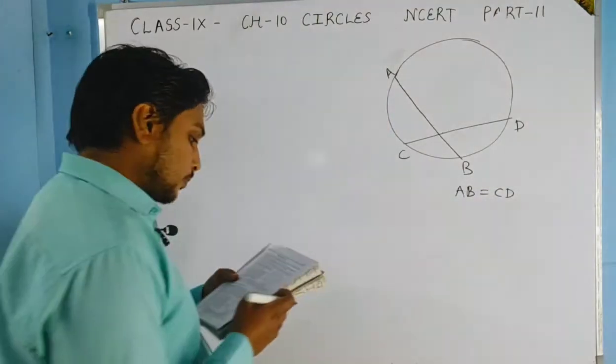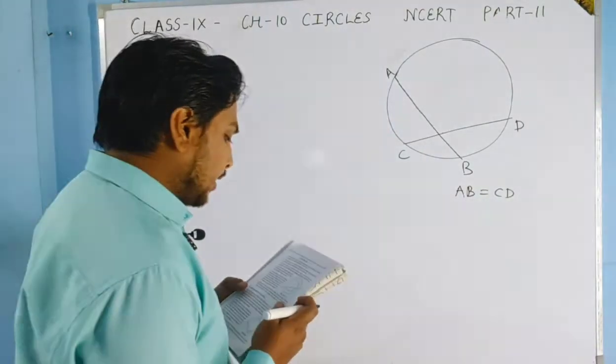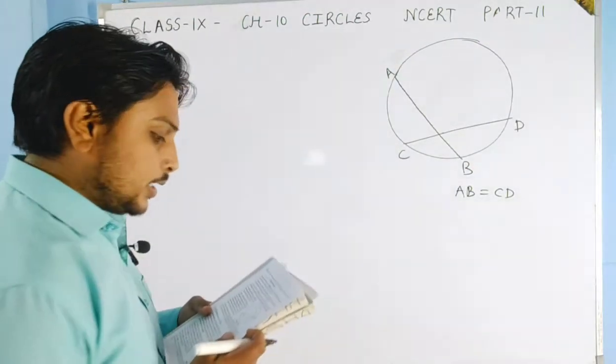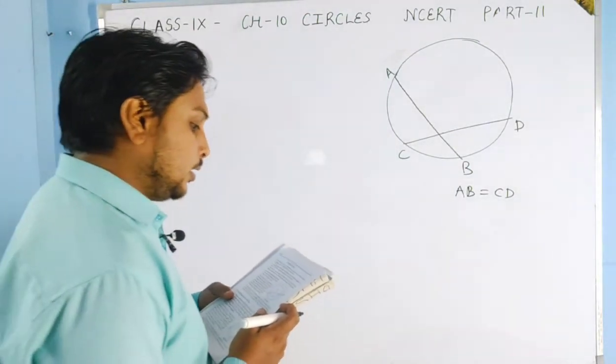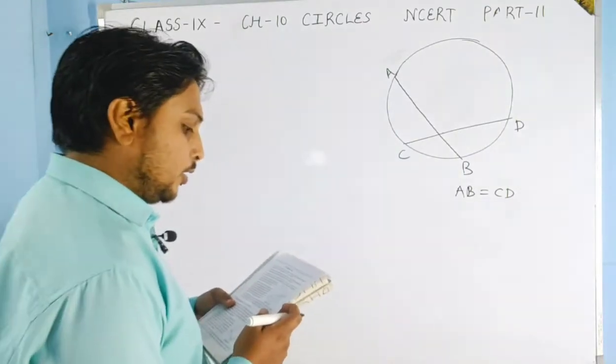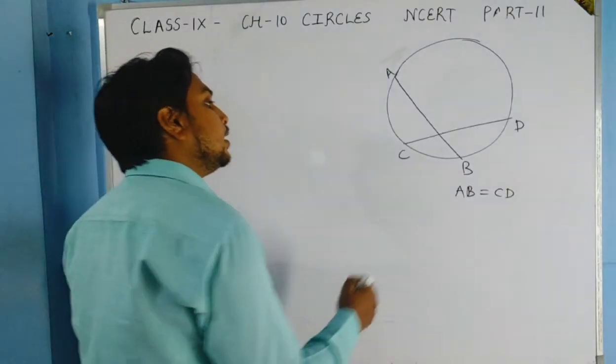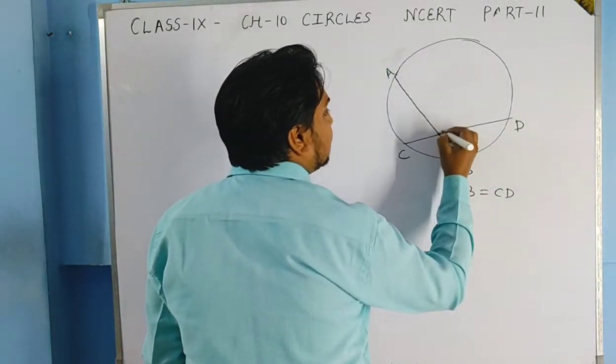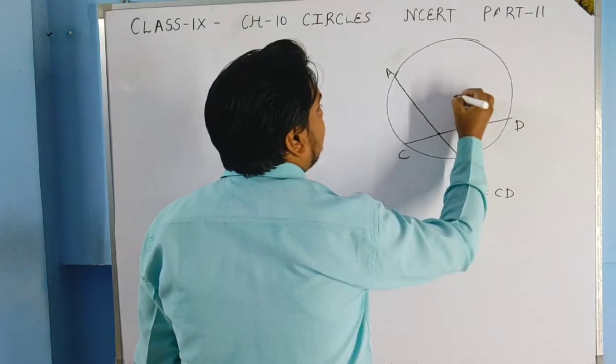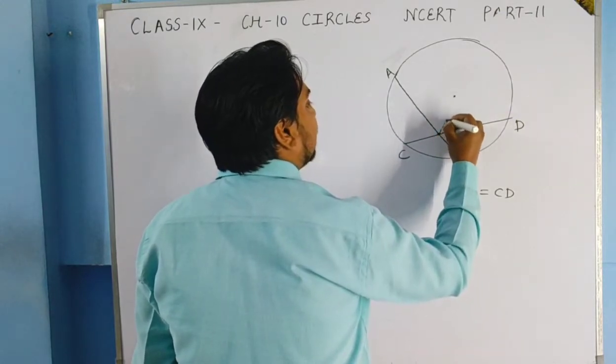Now prove that the line joining the point of intersection to the center makes equal angles with the chords. Means the point of intersection, joining to the center of the circle.